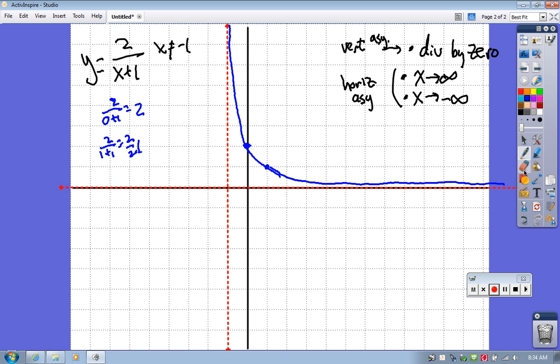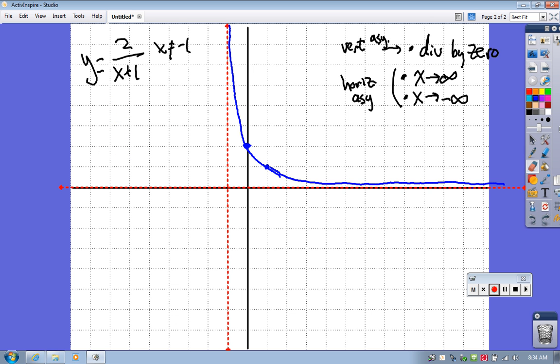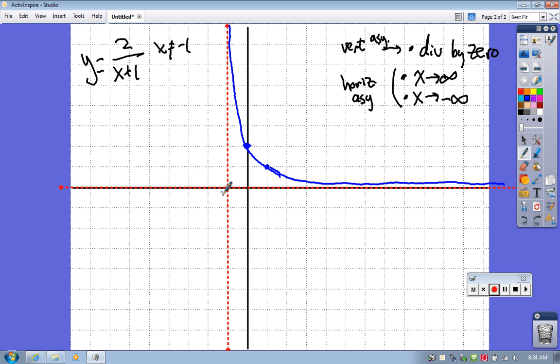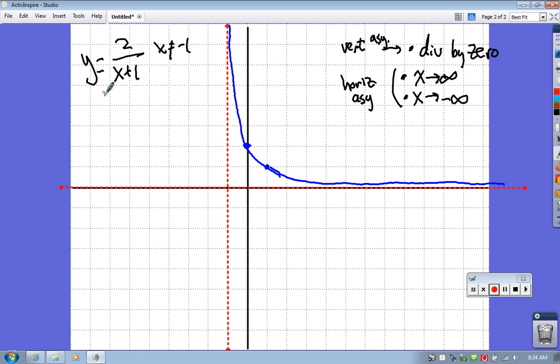And I could plug in points to the other one as well, just like I did here. So I'll plug in -2, see what happens. 2 over -2 plus 1 is 2 over -1, which is -2. So when x is -2, y is -2. Just a nice little symmetry going on here.